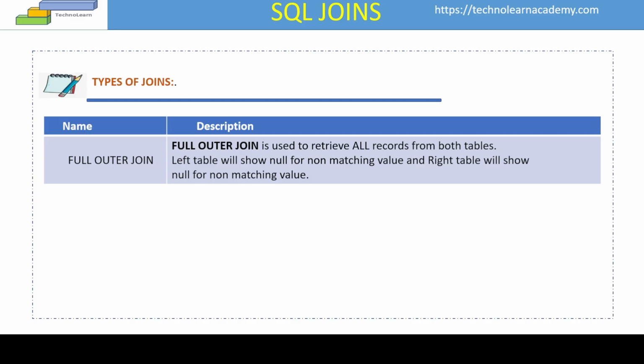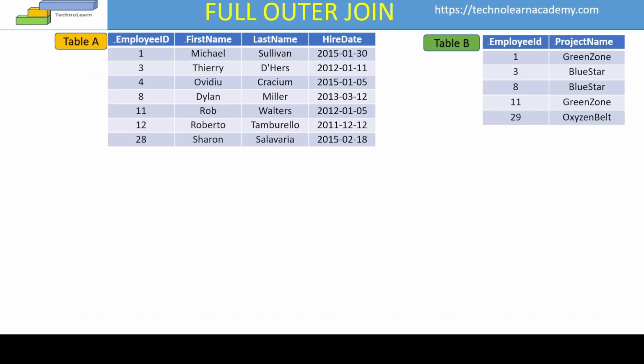Full outer join is used to retrieve all records from both tables. The left table will show null values for non-matching values, and the right table will show null values for non-matching values. Let's understand the full outer join with the help of two tables, table A and table B. The common or matching column between these two tables is employee ID.